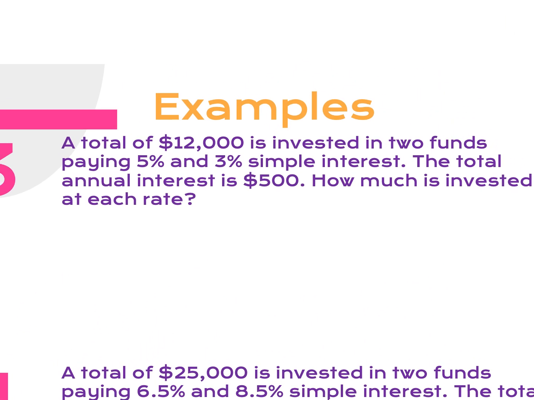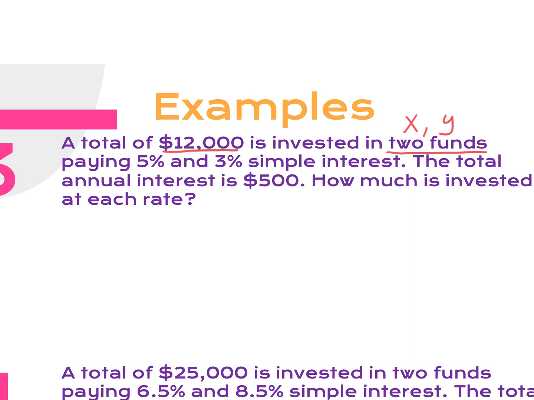So this one says a total of $12,000 is invested in 2 funds. So that's some clue to you, right? You're going to have to do something with that 2 funds. We can call these funds X and Y. So X is one of the funds, and Y is the other fund. And the total amount that we invested is $12,000.